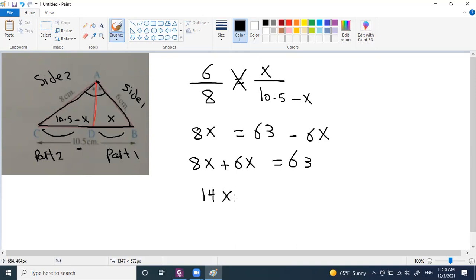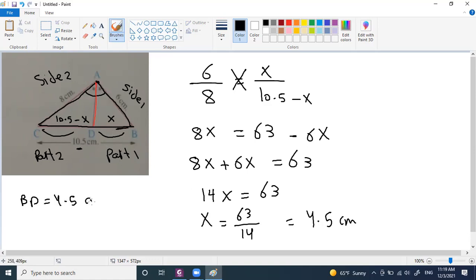Then 14X equals 63. Then X equals 63 divided by 14. 63 divided by 14 is 4.5 centimeters. So the length of BD is equal to 4.5 centimeters. And we can find the length of CD if we subtract 10.5 minus 4.5, which equals 6 centimeters. That's it.